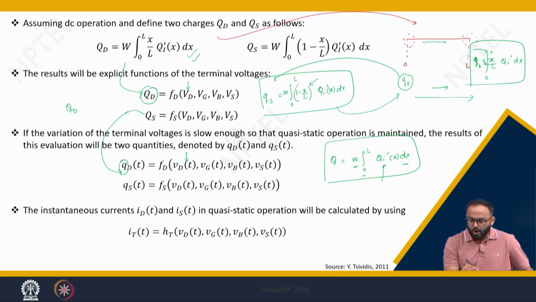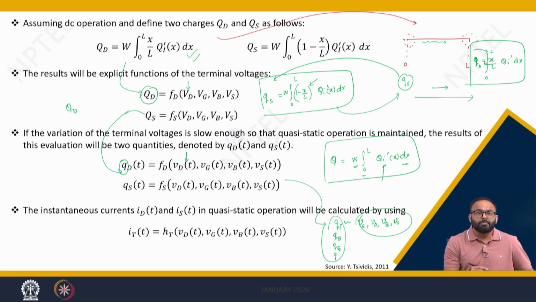So, if you closely observe our analysis of this section, you can find that we tried to relate the charges with the terminal voltages, whether it is Vg, Vd, Vb or Vs. Similarly, the charges are whether it is Qi, Qb, Qg or Q naught at the oxide. So, these charges we are trying to relate with the terminal voltages. We are interested in the terminal currents.